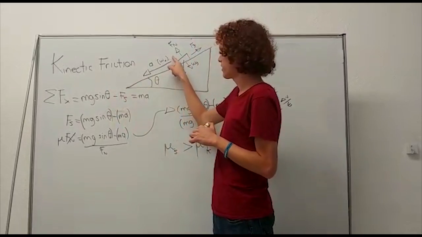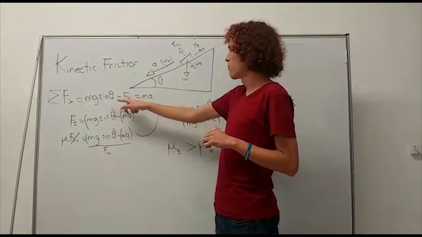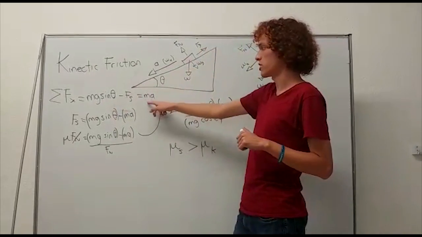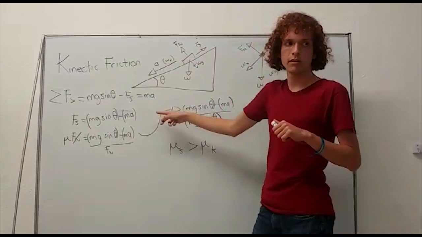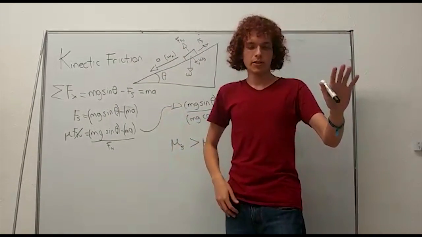So we have the weight in the x-axis, mg times the sine of theta, minus our friction force equals mass times acceleration. But where's the acceleration? I can't see the acceleration. What is the acceleration?